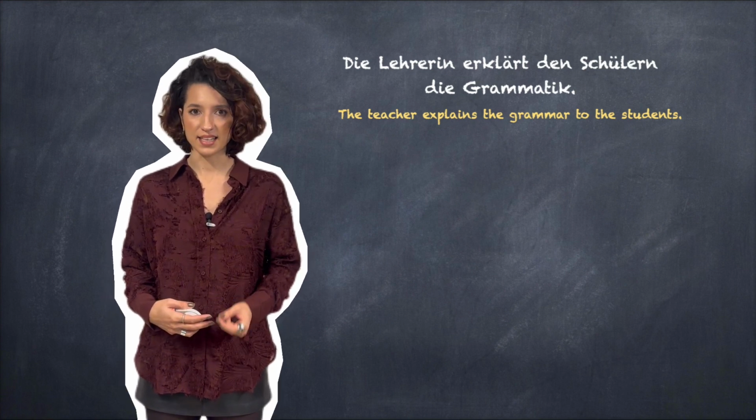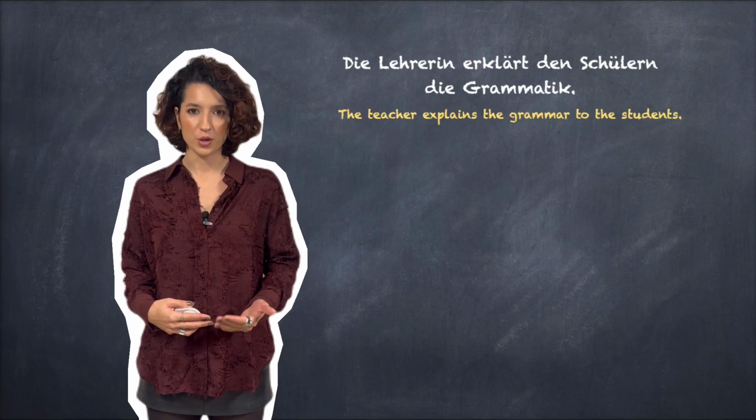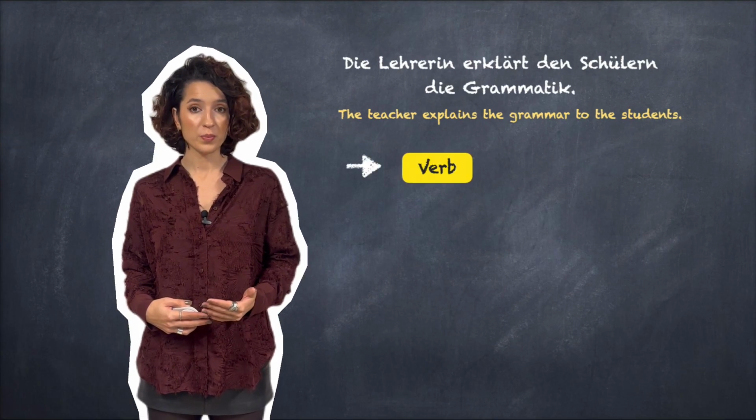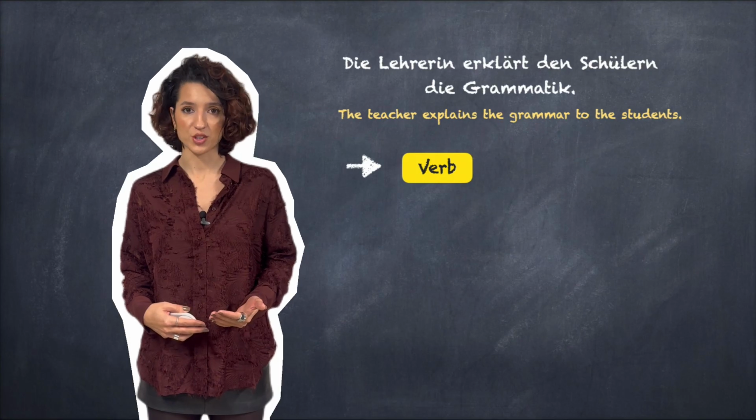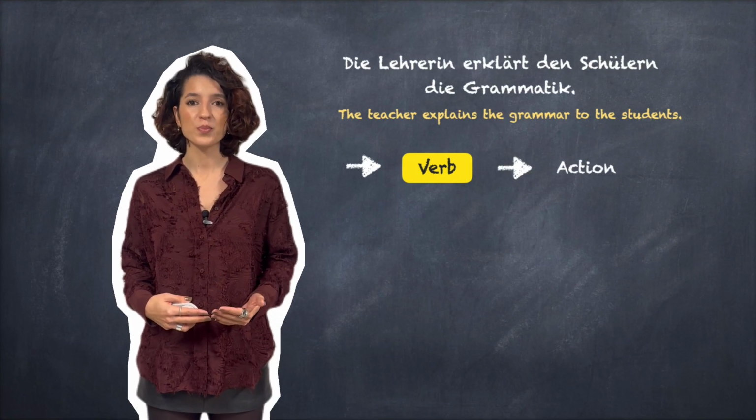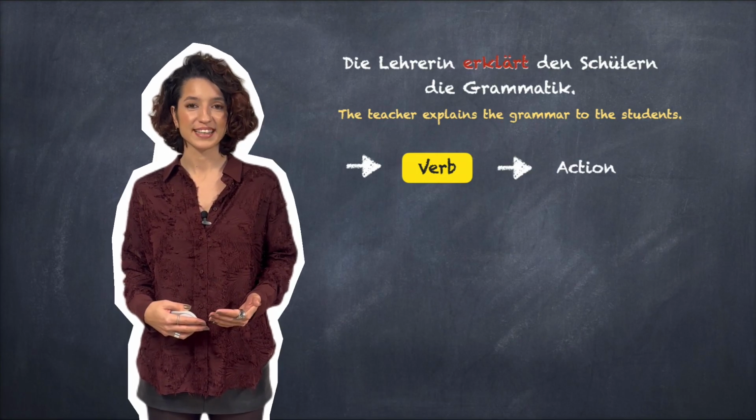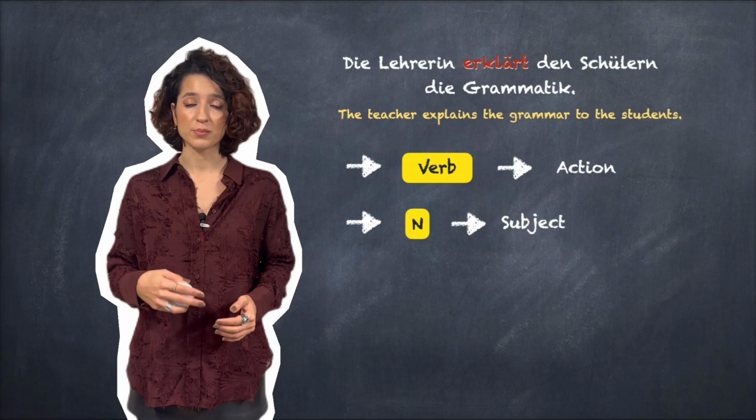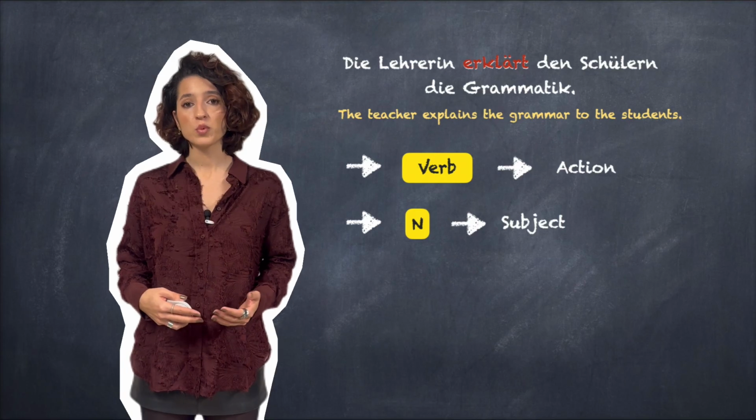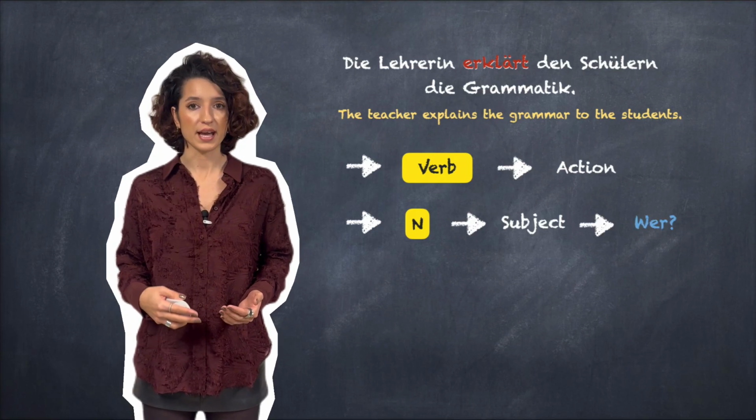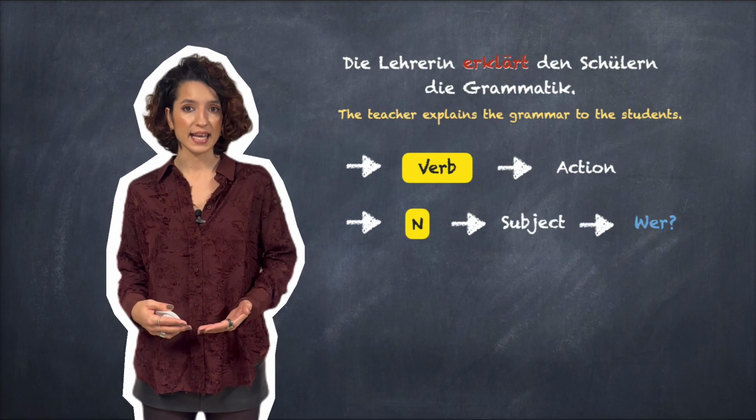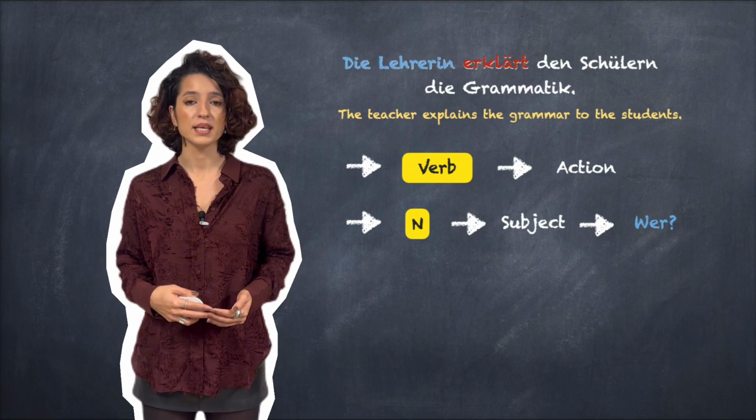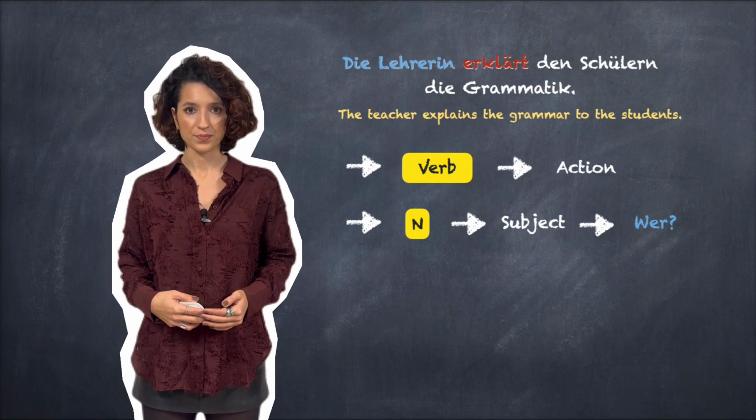Let's analyze this sentence. Let's start with the verb. Why with the verb? Because it shows us the action. In this sentence, the verb is erklärt. Now we can move on to the nominative, which is the subject of the sentence. And we will ask with the question wer. Wer erklärt? The answer will be die Lehrerin.